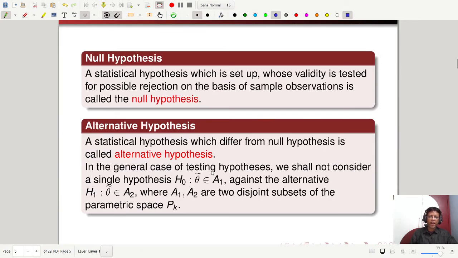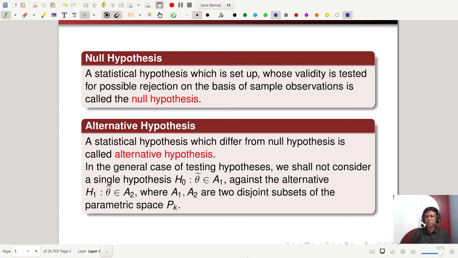Next, I will define null hypothesis. First, what is a test of hypothesis? A test of hypothesis is a procedure which specifies a set of rules for deciding whether to accept or reject the hypothesis under consideration. Those are called tests of hypothesis. I will define it once again later.